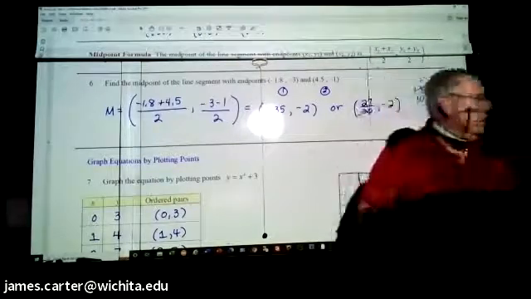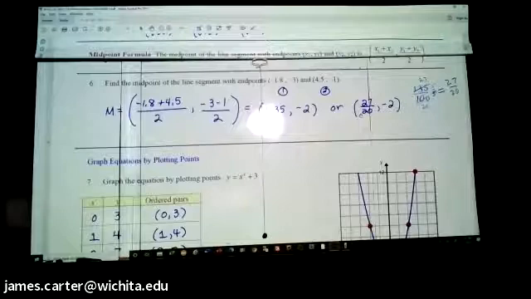And I'm missing an eraser. See if I can find one. Have to clean the chalk dust out of it.